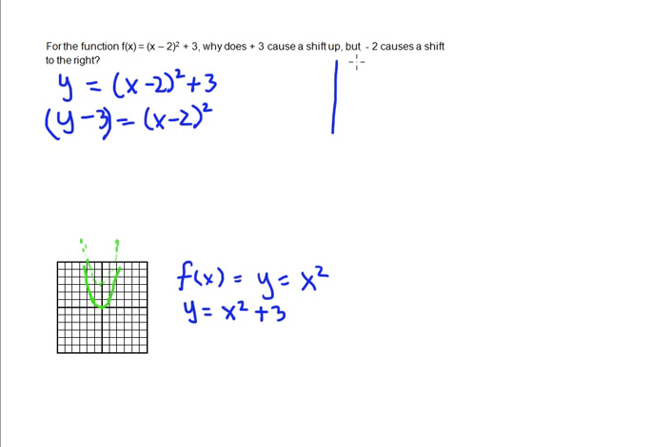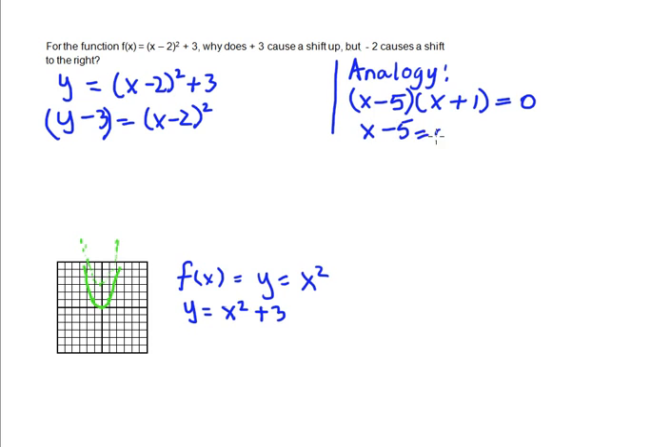To make an analogy, there are other situations when a binomial factor produces a result which has opposite sign. One analogy is in a factored equation. For example, if you have something like x minus 5 times parentheses x plus 1, and you have factored and set that equal to 0. And then we create solutions based on each of these factors, and what we see is that if we set the first factor, x minus 5, equal to 0, we add 5 to both sides, and you end up with the solution that x is equal to a positive 5.